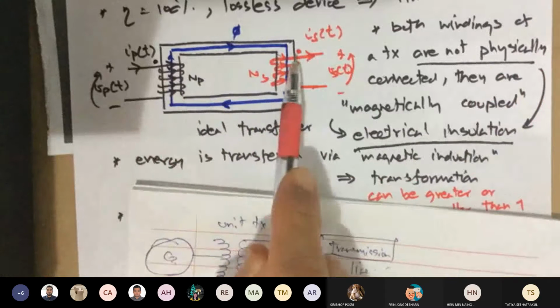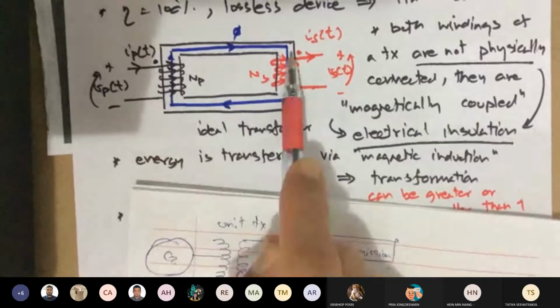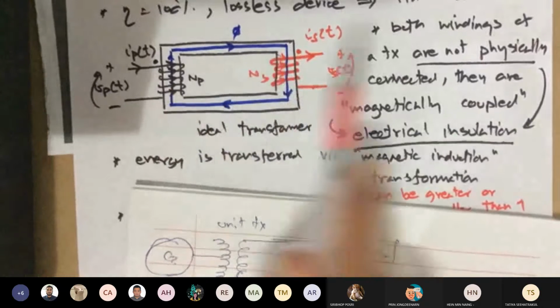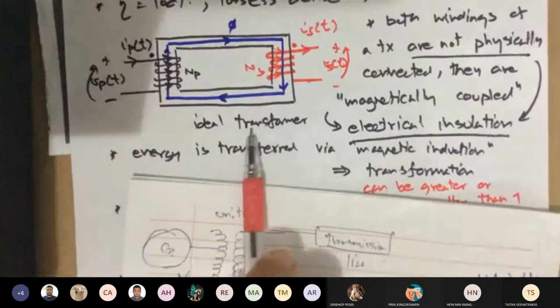Okay, and there I have two dots. This is not a typo. You have to make sure that there's a black dot there, and a red dot there next to the winding. I'll explain to you guys later. So these are the ideal transformer concepts.